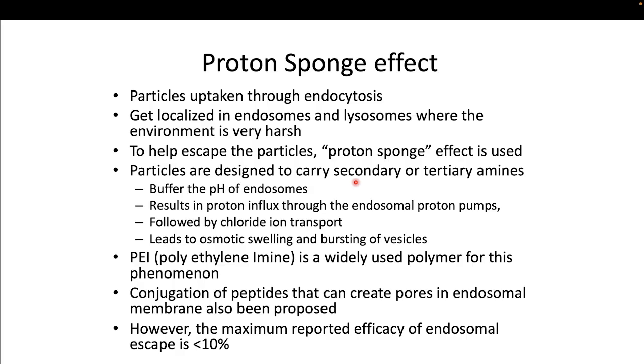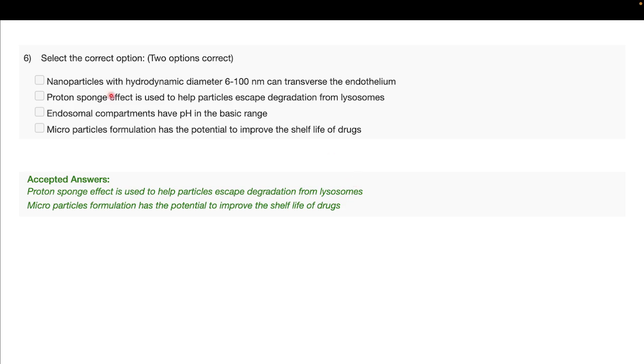So water will start leaking from the cytoplasm into the endosome. The membrane of the endosome has some capacity to hold water. If more and more water starts going in, it is going to burst your endosome, and as a result the particles will very quickly come out of the endosome into the cytoplasm. So this is one of the techniques that is used to help these particles escape from the endosome. So that is the proton sponge effect. It is used to help particles escape degradation from lysosomes.